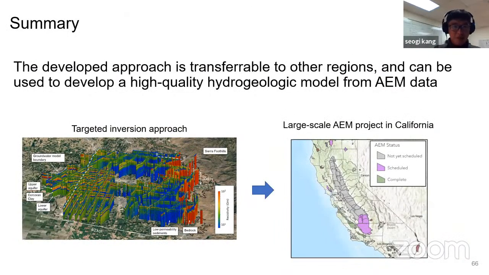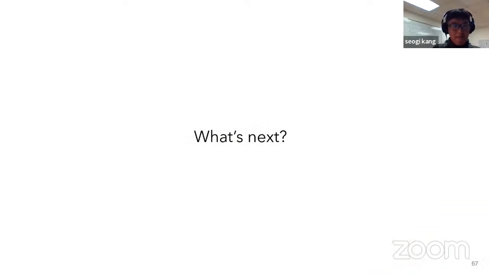So as I said, the developed approach is readily transferable to other regions, and it can be used to develop a high-quality hydrogeologic model from Airborne data.